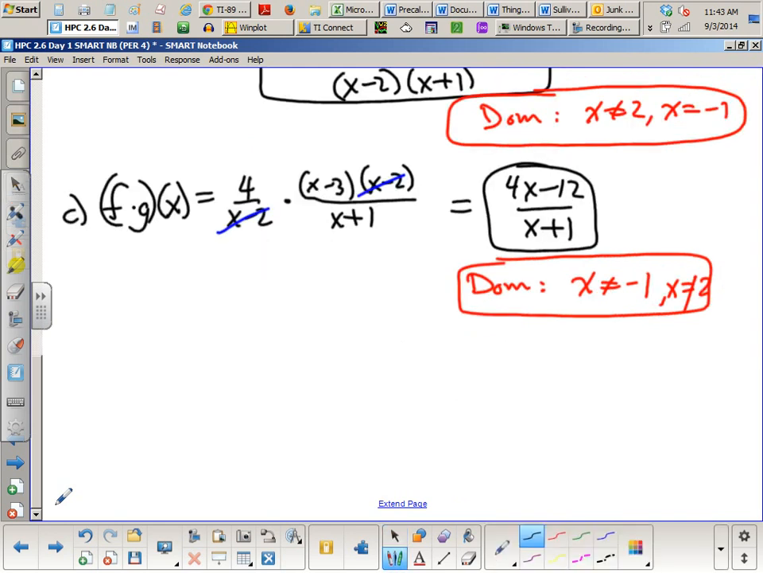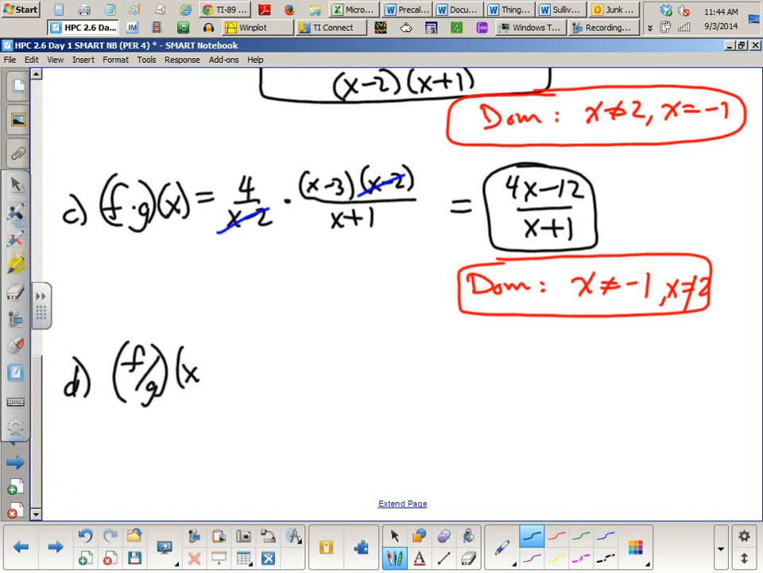So you can bet on my test I'm going to have a problem like this where there's reduction. You need to write down the domain prior to reducing. You need to say, ooh, x is not 2, and then go cross it out. So do your domain early. I did my domain before I started this problem. Okay, let's look at part D now.